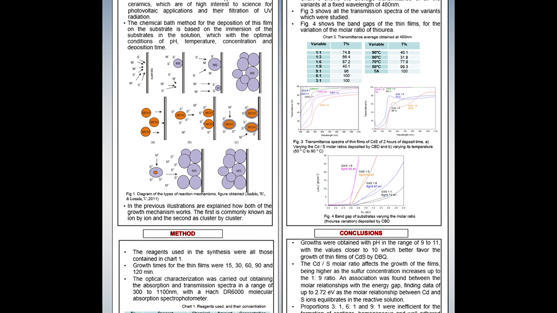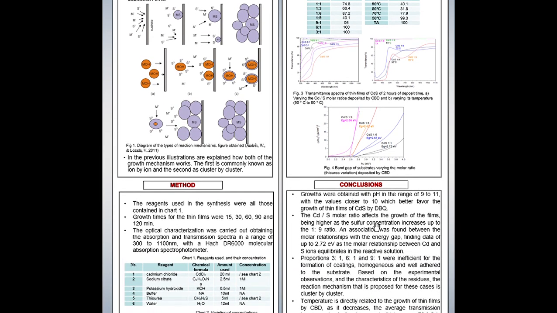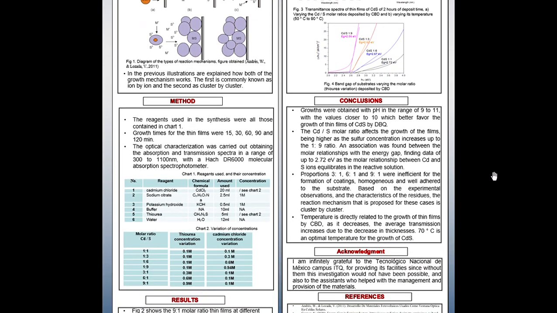Now, in the conclusions, growth was obtained with the pH range from 9 to 11, with values closer to 10 better favoring the growth of thin films by chemical bath deposition. The cadmium sulfur molar ratio affects the growth of the films, being higher as the sulfur concentration increases, and the molar relationships with the energy gap, finding data of up to 2.72 electron volts as the molar relation between cadmium and sulfur ions equilibrates in the reactive solution.